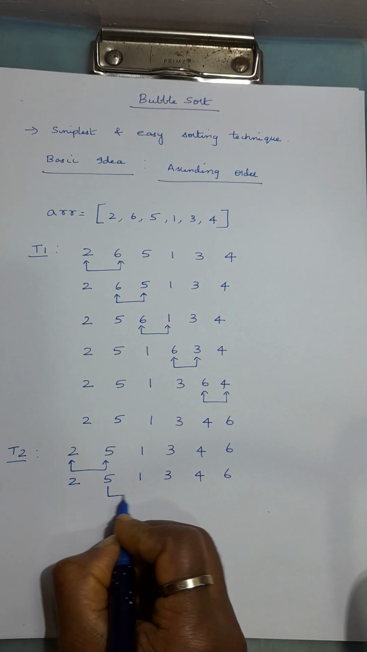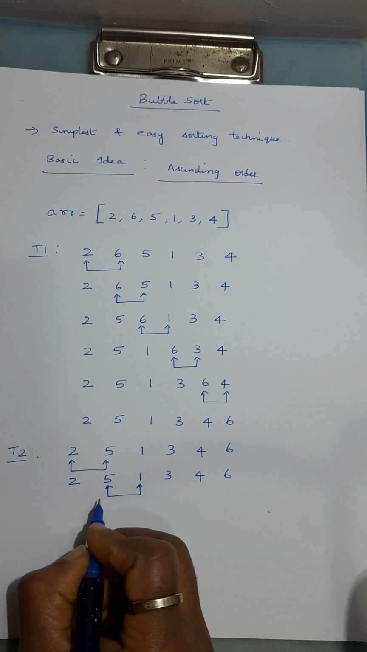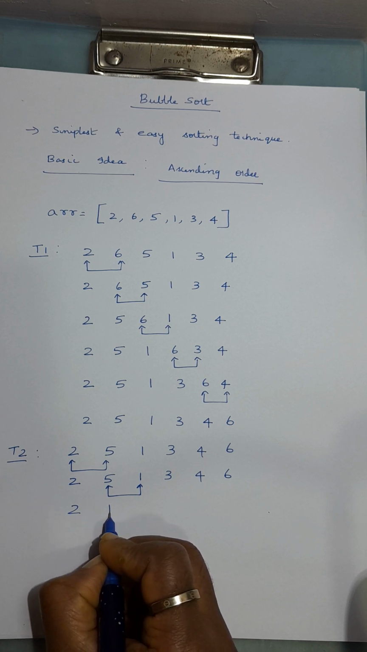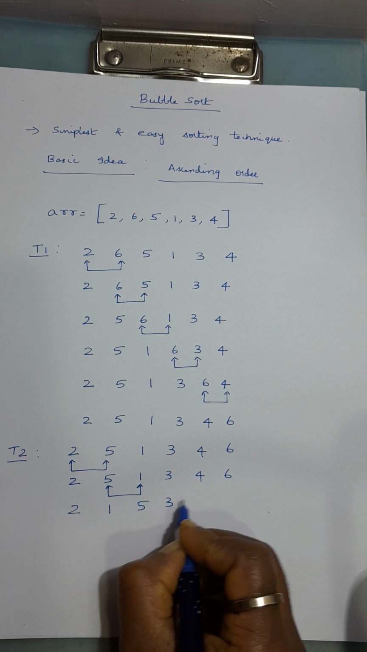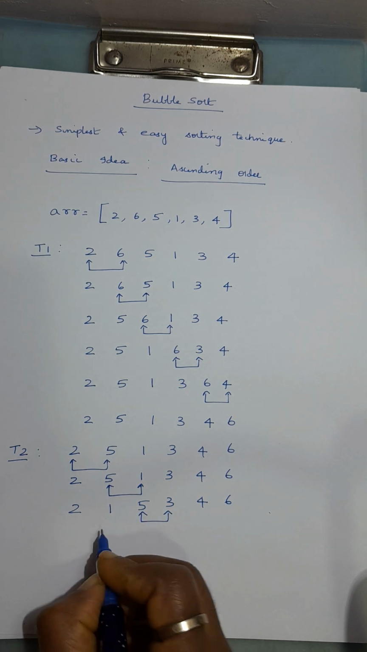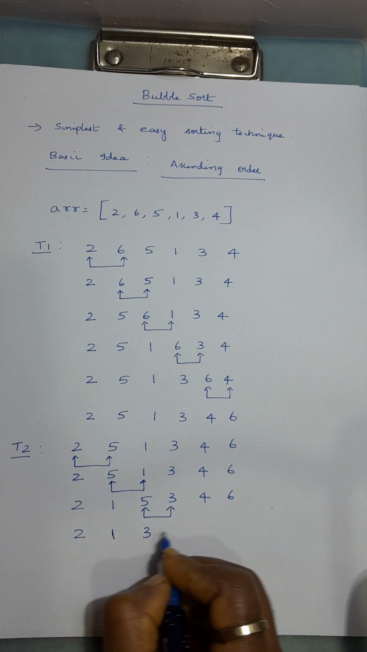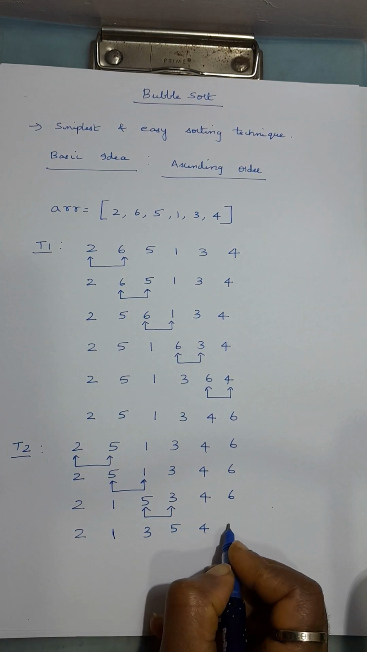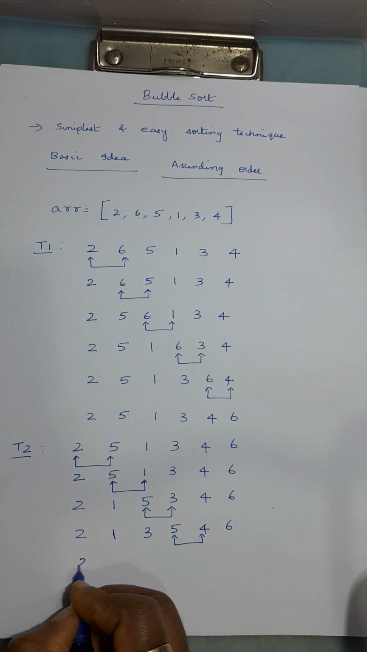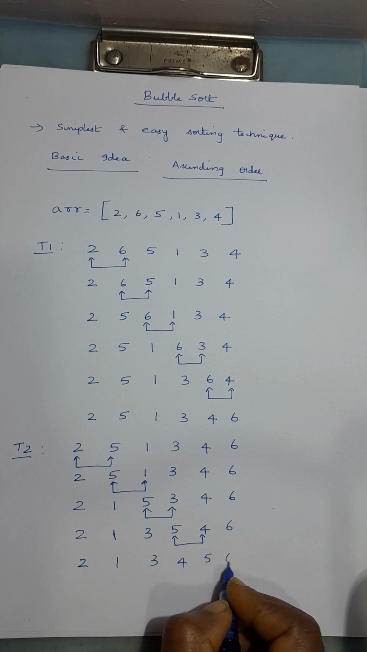Then we check between 5 and 1. We check whether 5 is greater than 1. Yes, 5 is greater than 1, so there is a swap needed. So the numbers 5 and 1 are swapped. So 2, 1, 5, 3, 4 and 6. Now we check between 5 and 3. Which is greater? 5 is greater, so 2, 1, 3, 5, 4, 6. Now between 5 and 4 is checked. Since it is greater, 2, 1, 3, 4, 5, 6.